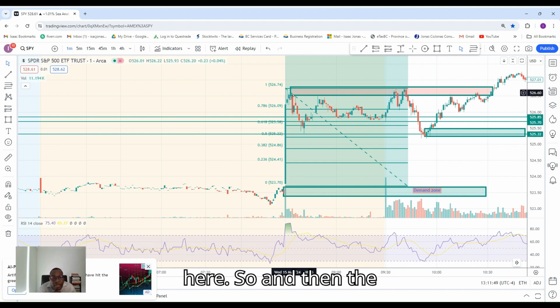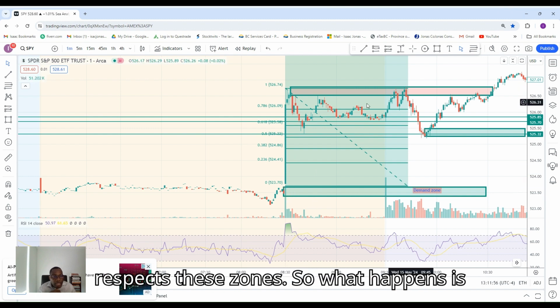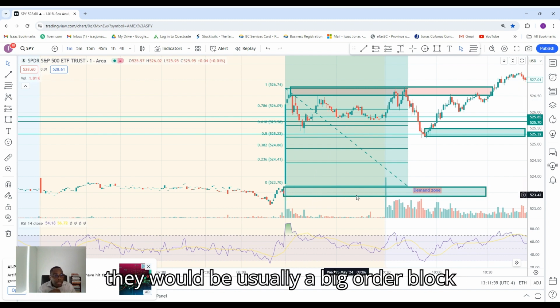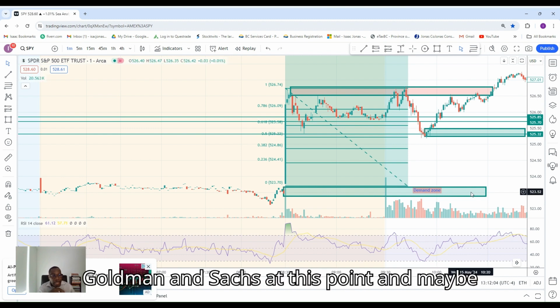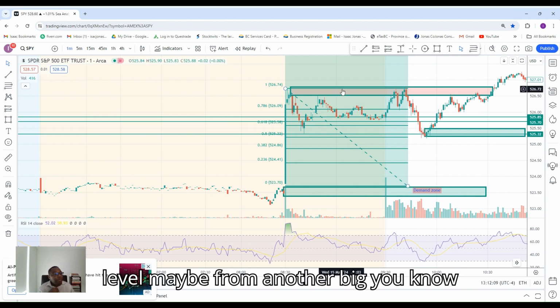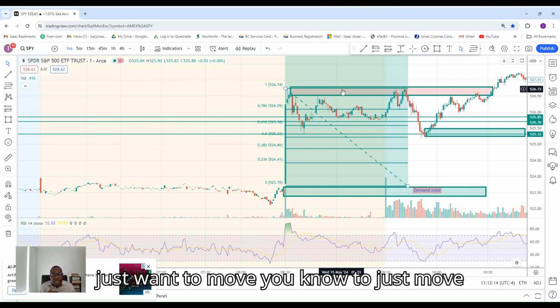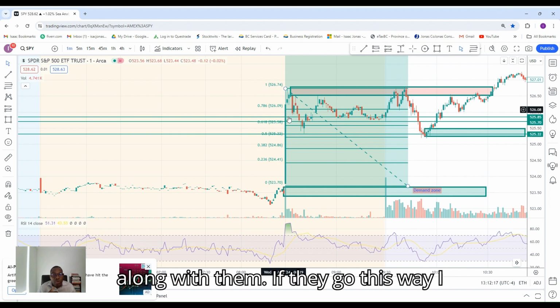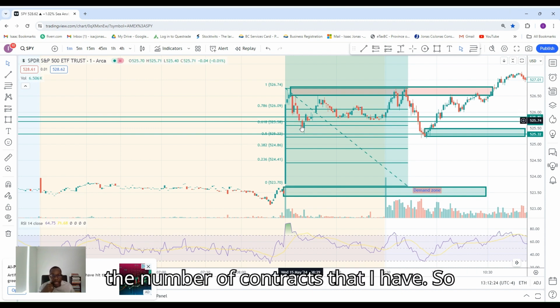And then the price started retracing here. So I identified this as my supply zone. And you realize that it usually respects these zones. So what happens is there would usually be a big order block, maybe from a big fund, like let's say Goldman Sachs at this point, and maybe then there's a sell order at this level, maybe from another big market maker. So as a retail trader, I just want to move along with them. If they go this way, I catch this one, I'm out. For options, I will have made some money depending on the number of contracts that I have.